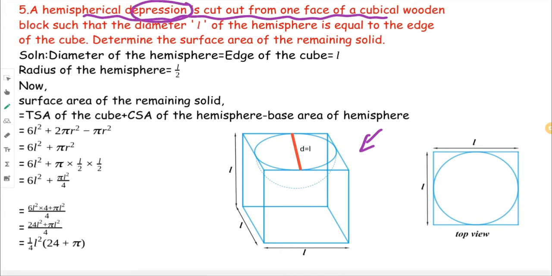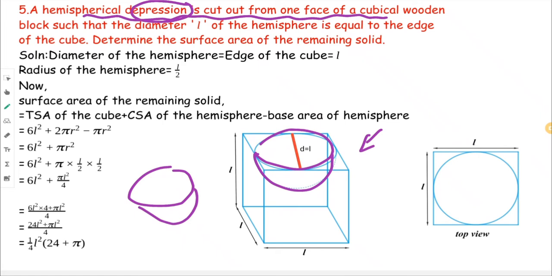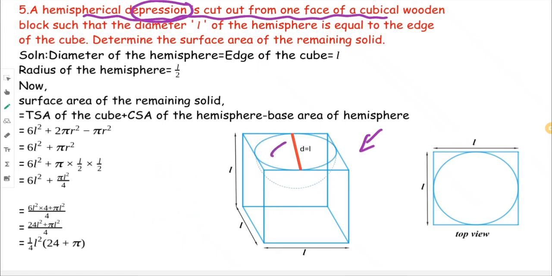So remember, they made the depression like this, in the shape of a hemisphere, and they took it out here. Alright, but remember that even when I take it out here, the depression will be there, right? There will be a hemisphere here inside. Blocks such that the diameter L of the hemisphere is equal to the edge of the cube.